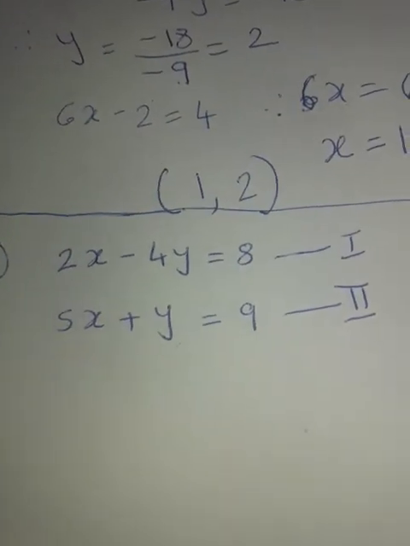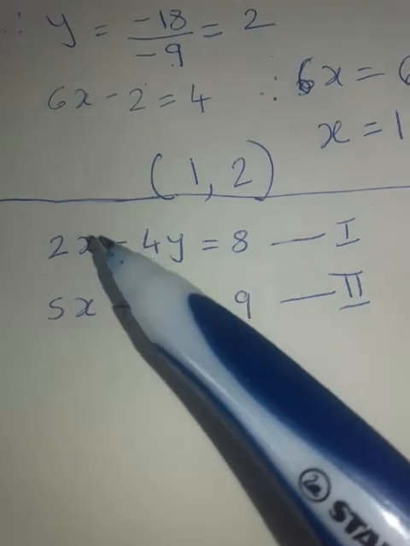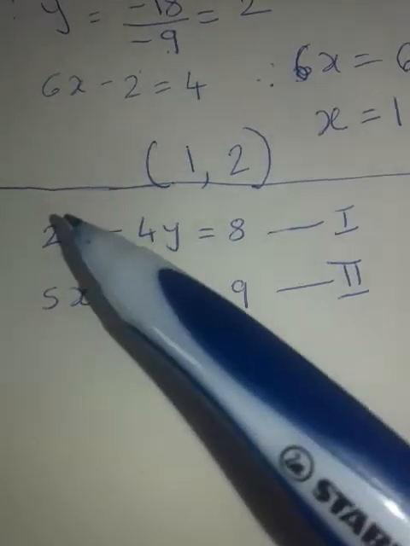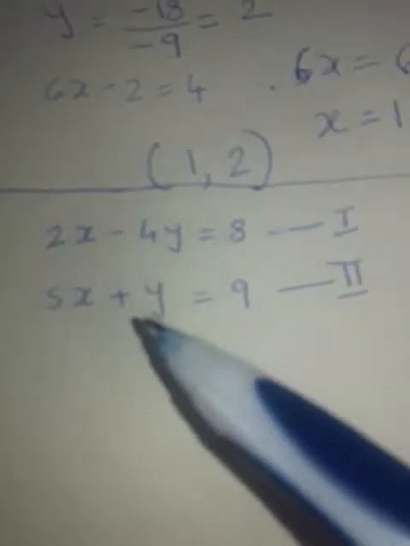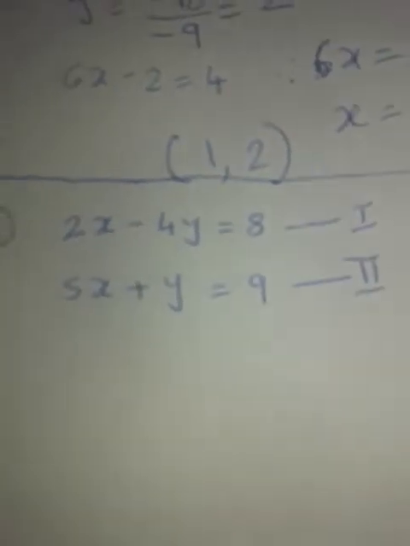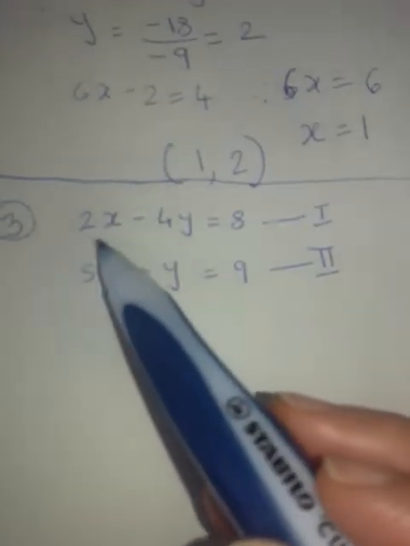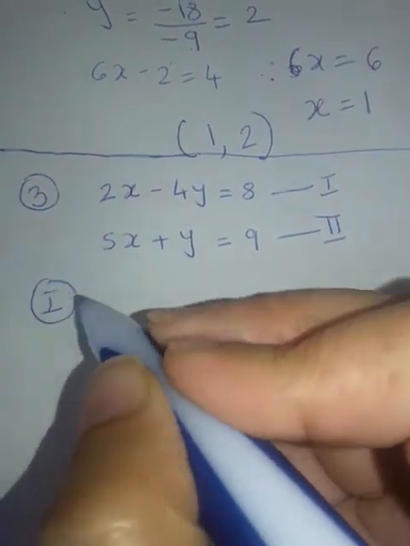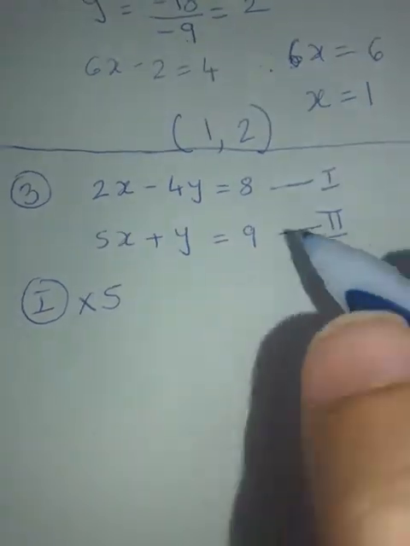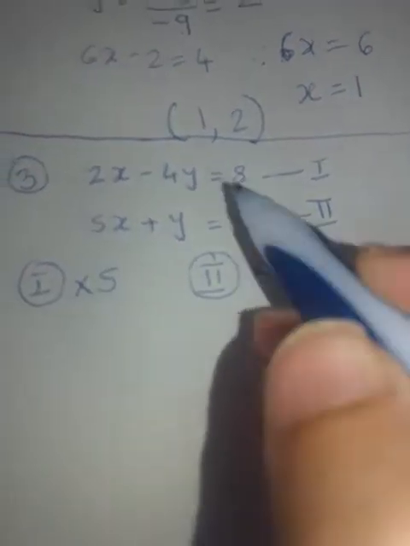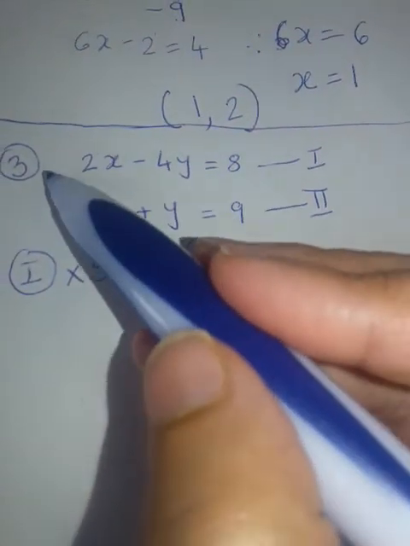So what I am going to do, I am going to multiply equation 1 by 5. So I will get here 10x. And then I will multiply equation 2 by 2. And that's how I will get here also 10x. And then I will subtract. So I am going to multiply 1 by 5, and equation 2 by 2. This by 5, this by 2.